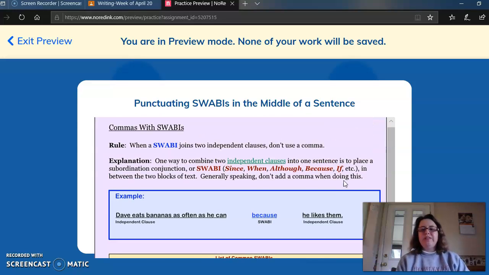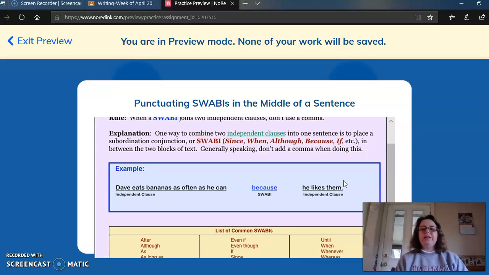Just to be helpful, I will read this lesson to you. The rule is when a SWABI joins 2 independent clauses, don't use a comma. That's the general rule of thumb for this lesson. When it's in the middle, you don't use a comma. You just take the comma out. Explanation. One way to combine 2 independent clauses into one sentence is to place a subordinate conjunction or SWABI, since, when, although, because, if, etc., in between the 2 blocks of text. Generally speaking, don't add a comma when doing this.